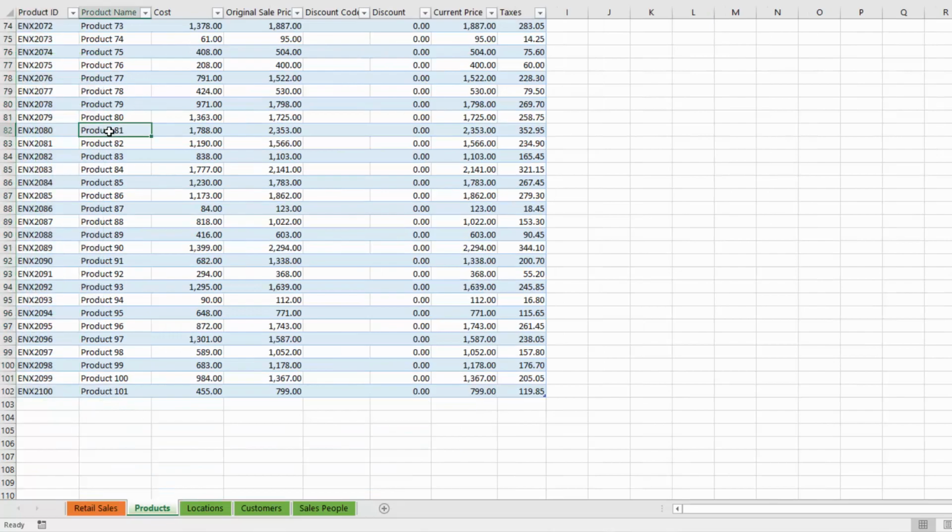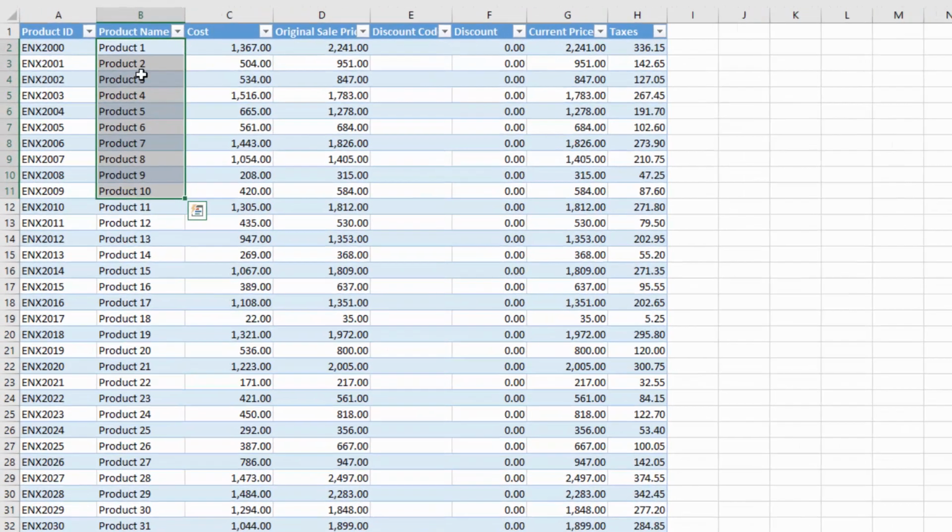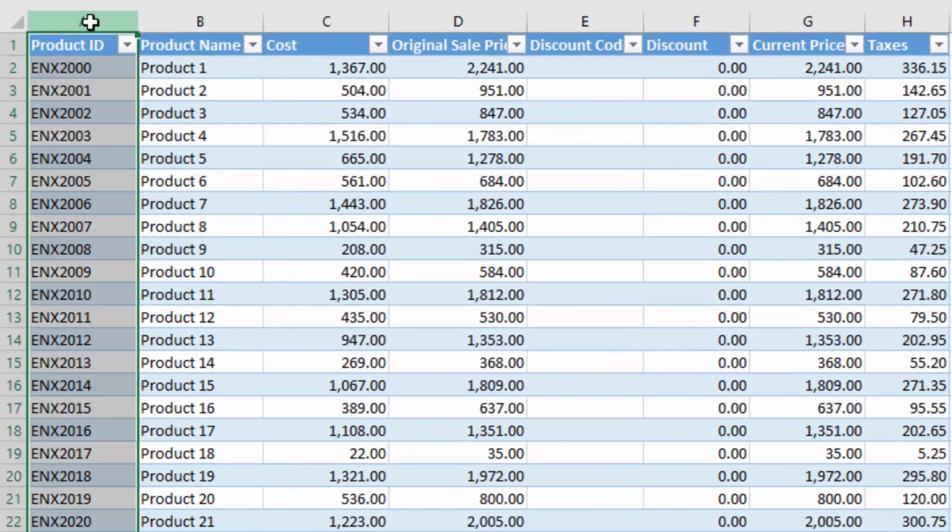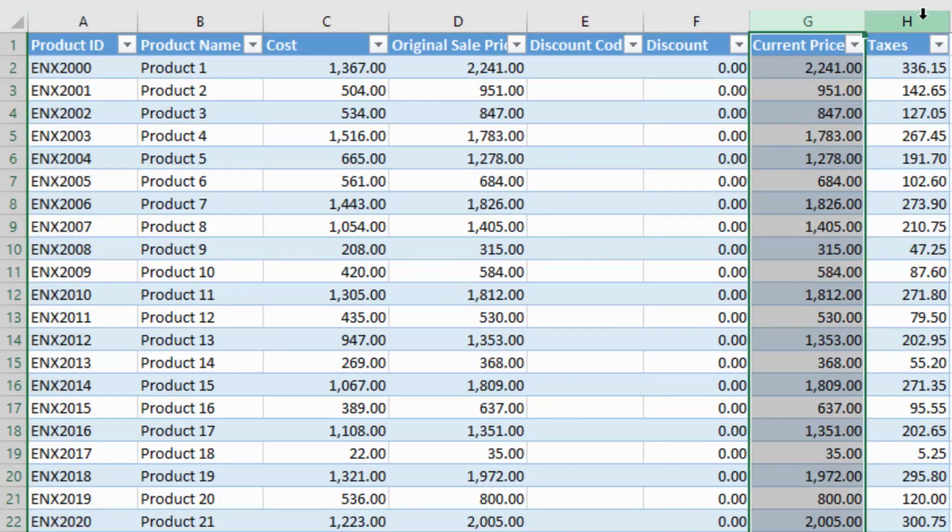Okay, so then we've got our products here. To keep things simple, I've just named every product with a number. We've got the product ID, which is going to relate back to our retail sales table. And then we've got some information on each of our products: what the cost of the product was, what the original sale price was, and there's an opportunity in here to actually add some discounts, for example. And then we've got the current price, and then some taxes on a sale of this particular product, what taxes the company would pay.